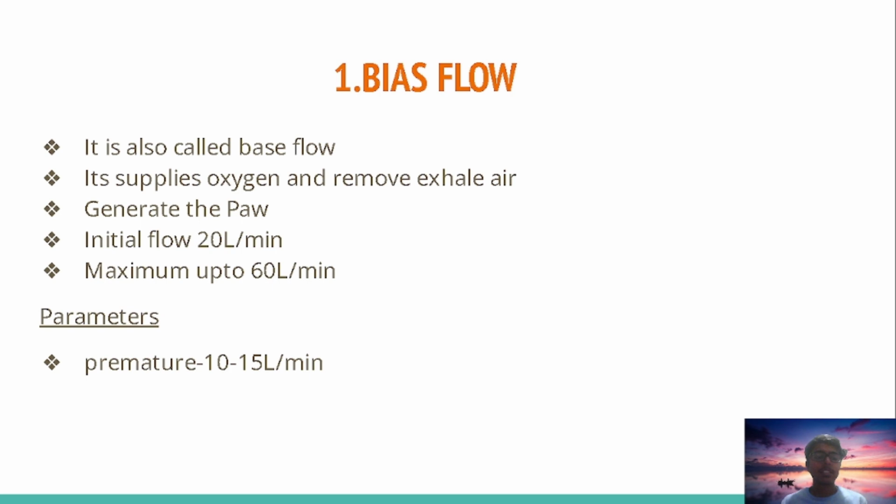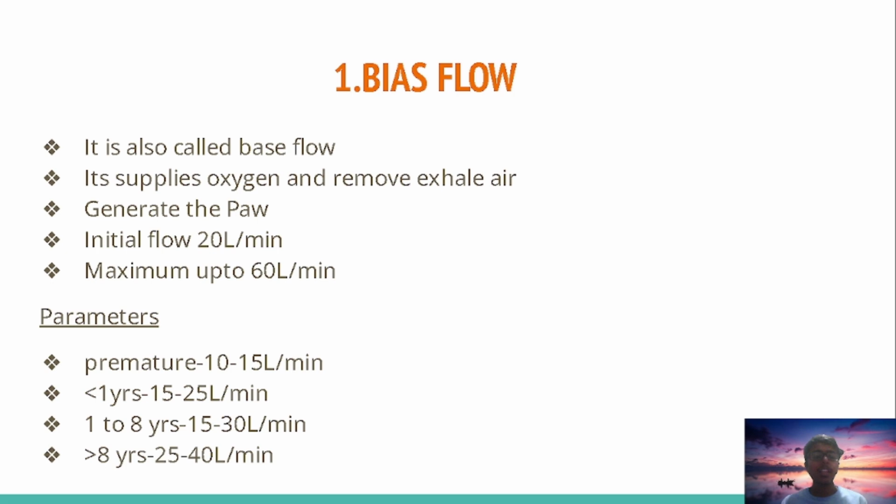For premature neonates it is 10 to 15 liters per minute, and less than 1 year they will use 15 to 25 liters per minute, and for 1 to 8 year old patients they will use 15 to 30 liters per minute. Greater than 8 years, they will use 25 to 40 liters per minute. So these are all the parameters of bias flow.